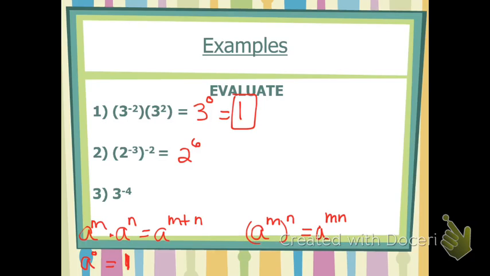Now again, you can leave your answer like that, or if you wanted to, you could do 2 to the 6th in your calculator and you would get 64. Either of these are equally correct.